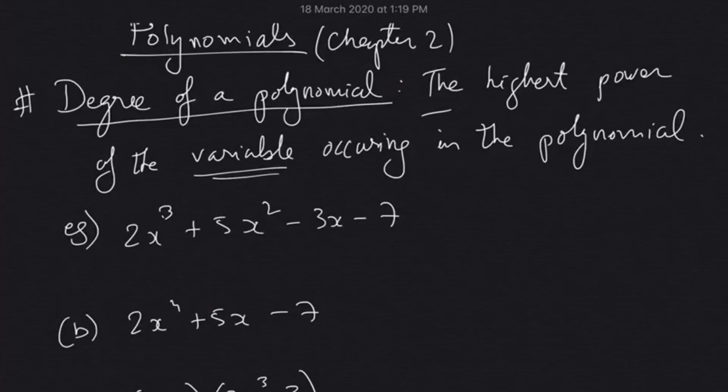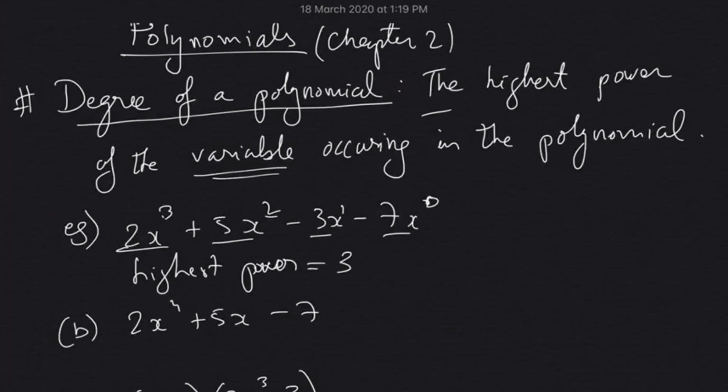Now, for example, if you take the first one, 2x cubed plus 5x squared minus 3x minus 7. Here, if we look at each term, you can see that the powers are 3, 2, 1, and x power 0. So what would be the highest power? The highest power here is 3. So the degree of this polynomial would be considered as 3.